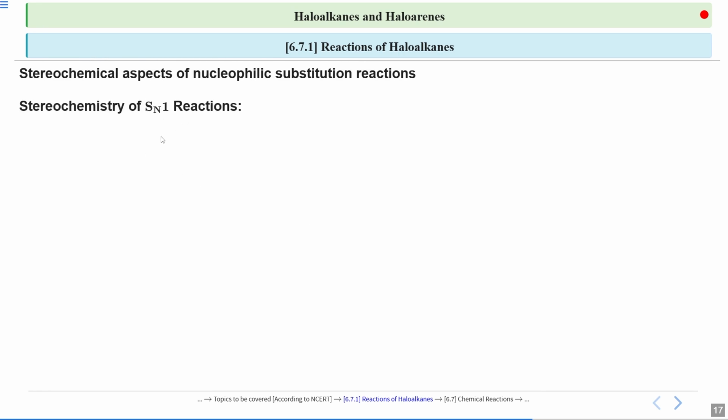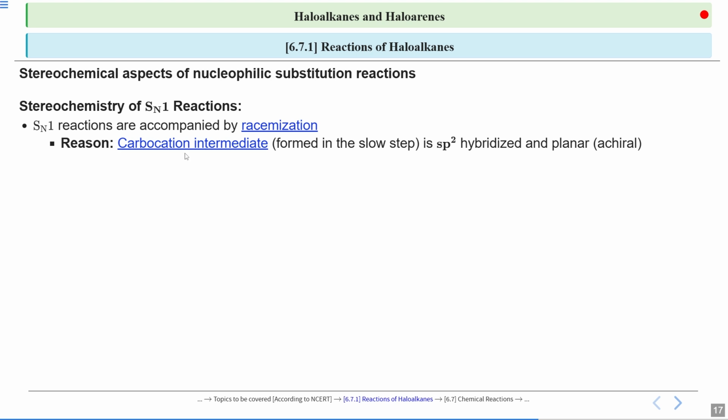If we talk about the stereochemistry of SN1 reactions, SN1 reactions are accompanied by racemization. How? The reason is the carbocation intermediate. SN1 reactions happen in two steps. The first step is the slowest step, where carbocation formation happens. The more stable the carbocation that forms, the more will be the reactivity, right?